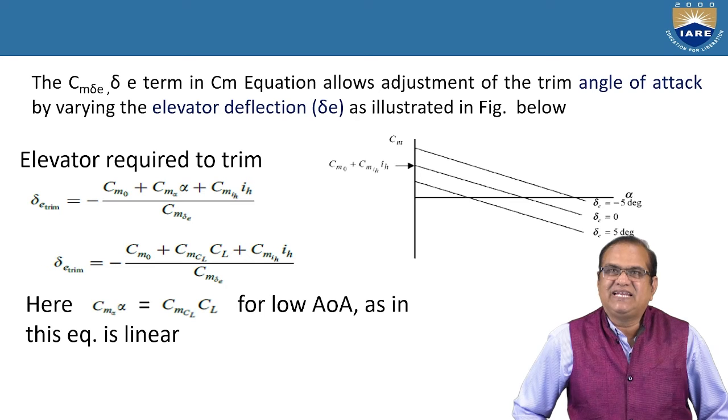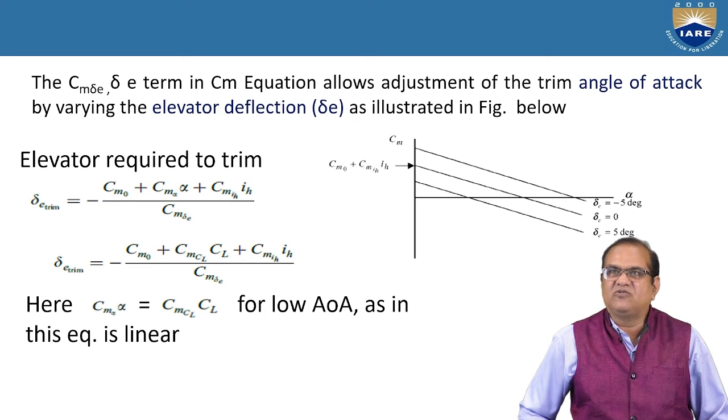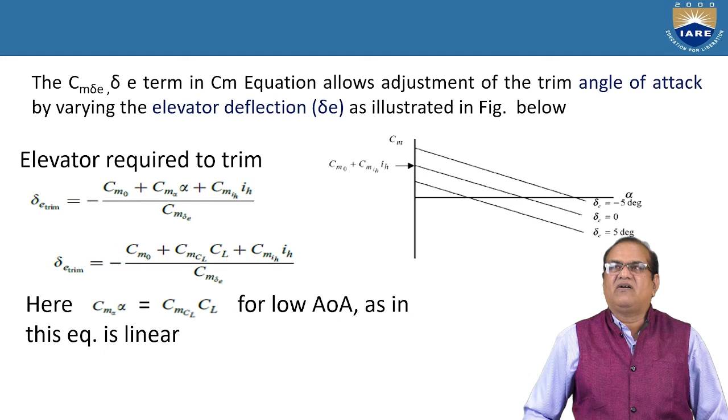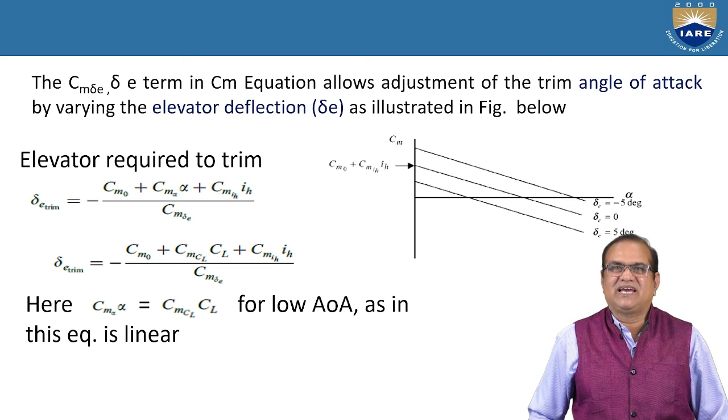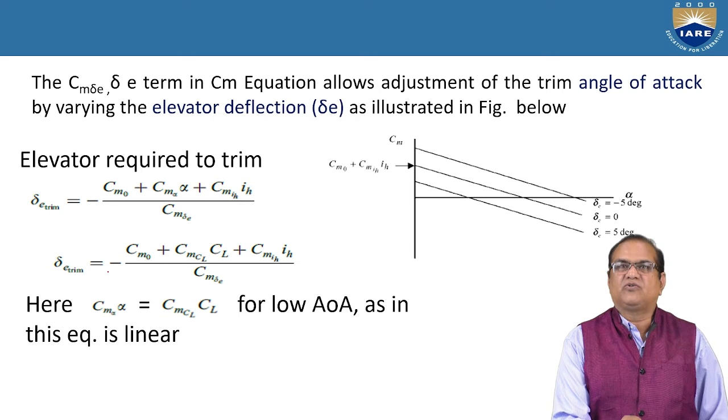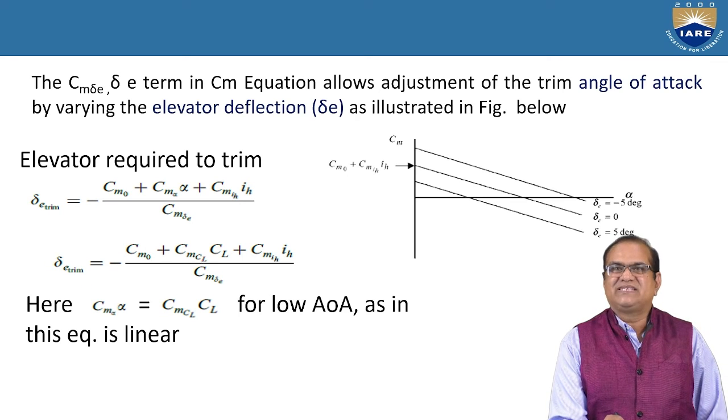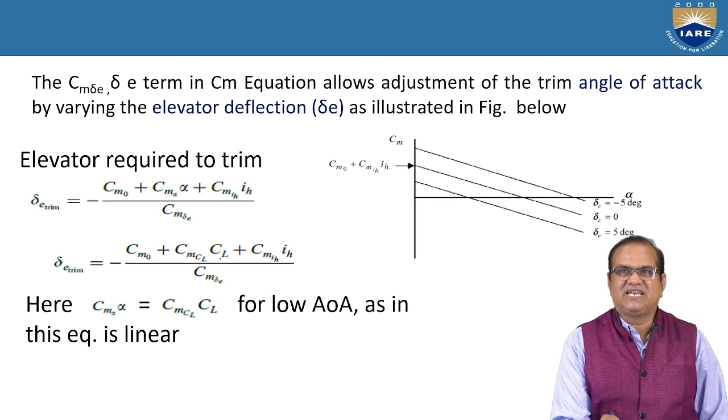The Cm delta E term in the Cm equation allows adjustment of the trim angle of attack by varying the elevator deflection delta E, as illustrated in the figure below. The elevator required to trim, delta E trim, is equal to minus (Cm0 plus Cm alpha plus Cm iH) divided by Cm delta E. This we can change, writing Cm alpha into CL.